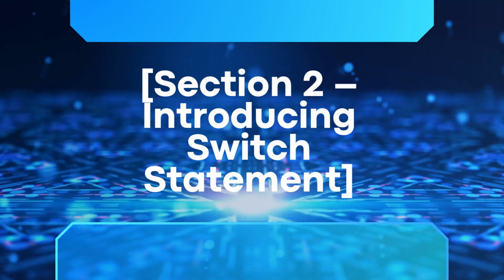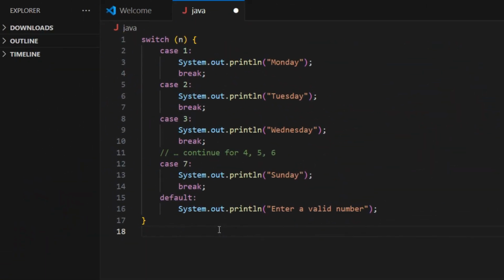Section 2, Introducing switch statement. A switch statement allows you to match a variable against multiple possible values and execute the code for the one that matches. Here's the basic structure. switch n, case 1, System.out.println Monday, break, case 2, System.out.println Tuesday, break, case 3, System.out.println Wednesday, break, continue for 4, 5, 6, case 7, System.out.println Sunday, break, default, System.out.println enter a valid number.